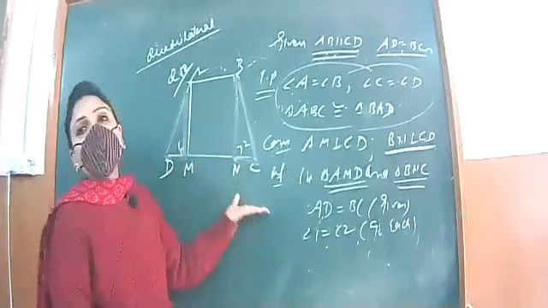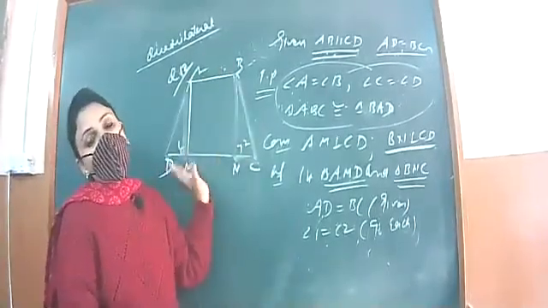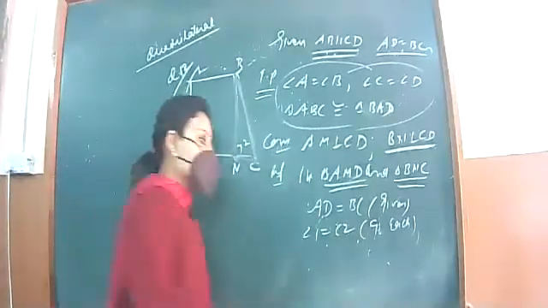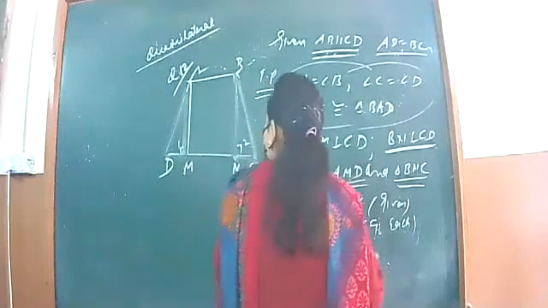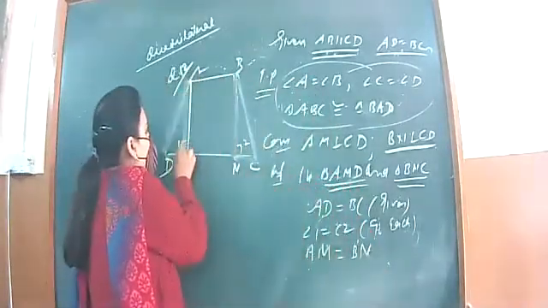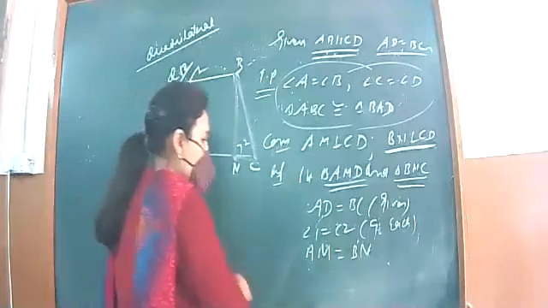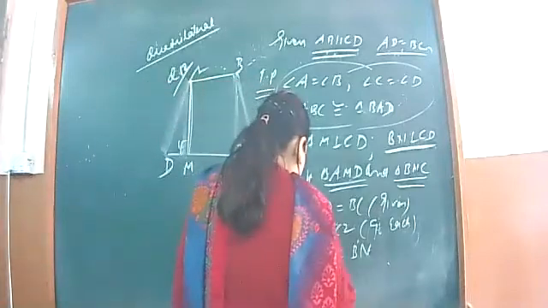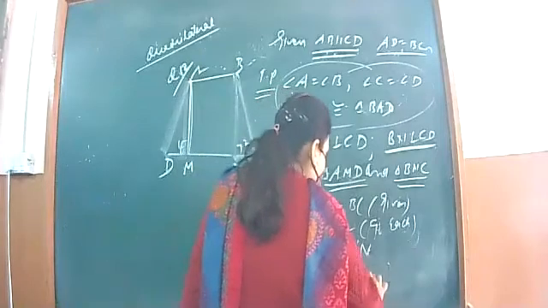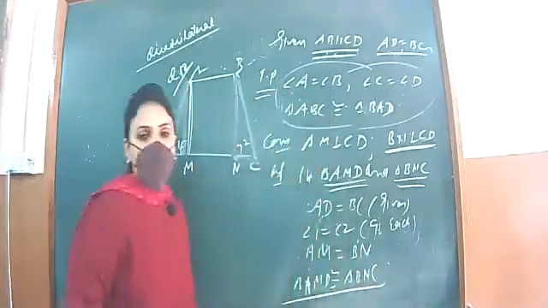AM is equal to BN. Lines are parallel and distance between two parallel lines always remains the same. AM is equal to BN. So this is hypotenuse, 90, one side, RHS rule. By RHS rule, triangle AMD is congruent to triangle BNC.